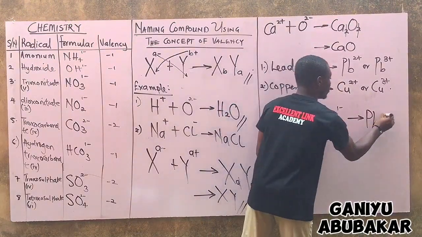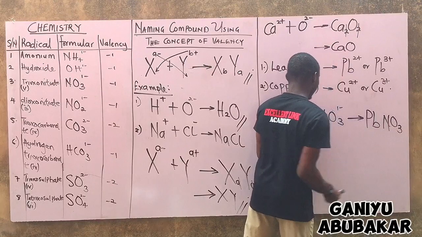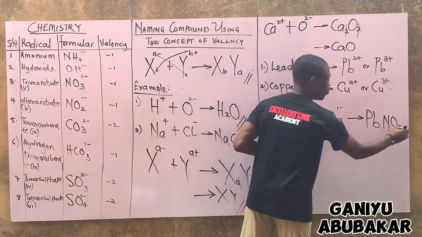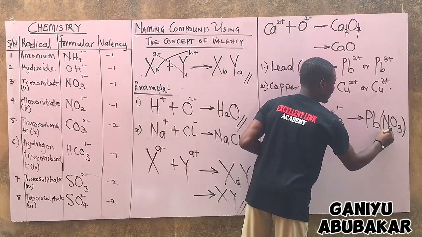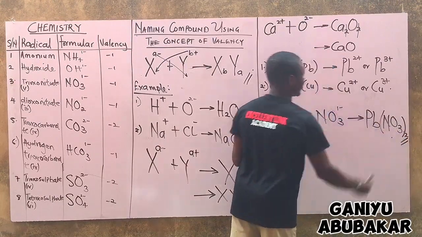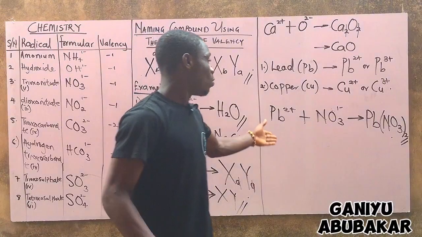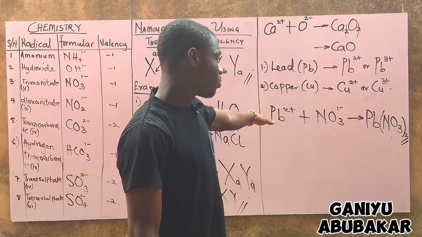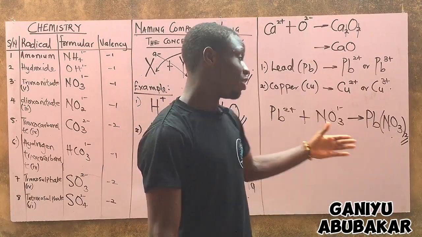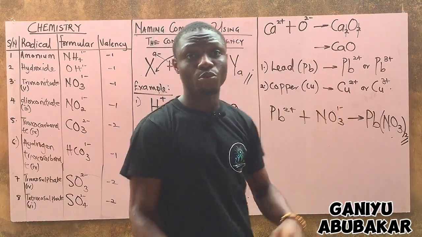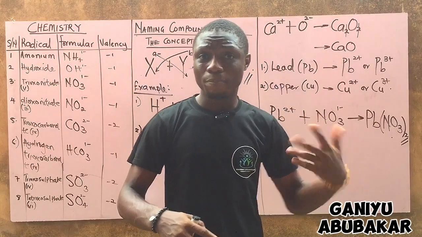Next up, NO3, such that this 2 comes down here. Don't put the 2 here. This is NO3, your task is to enclose this in a bracket and add your 2 here. This is the compound produced when lead 2 and trioxonitrate 5 combine. So by now you should be able to write compounds, right?